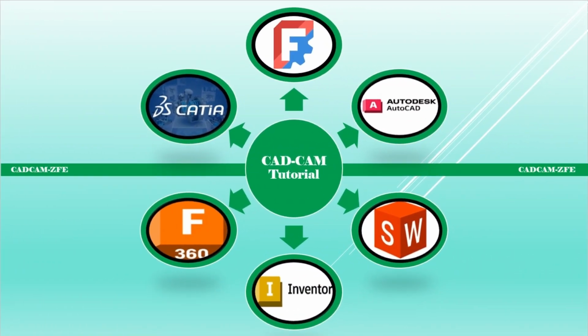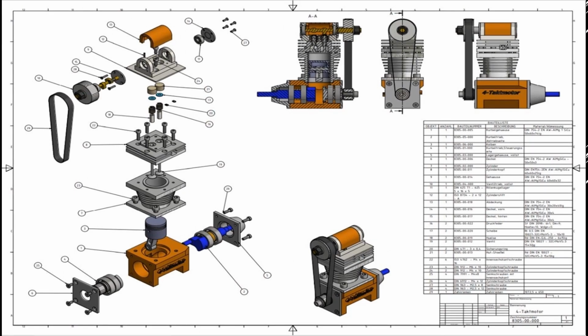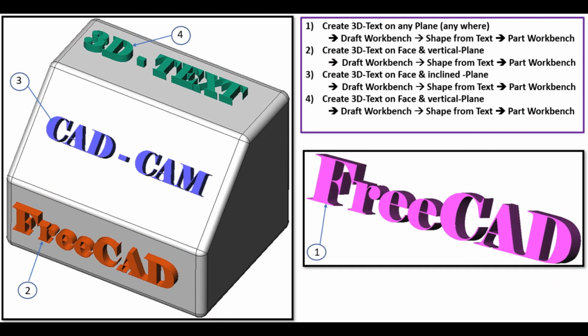Today I will show you how to create 3D texts on any plane or on any face with the help of FreeCAD workbenches like Draft Workbench, Part Workbench, and FreeCAD tool called Shape from Text. This is the exercise for today. We create step-by-step these 3D texts in different locations with the help of Shape from Text tool.